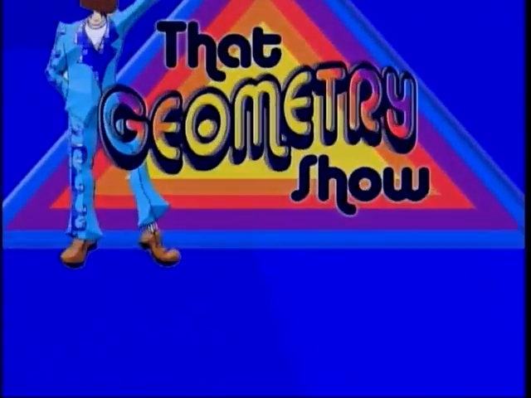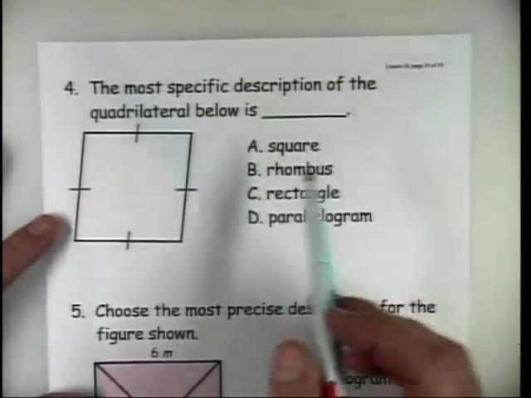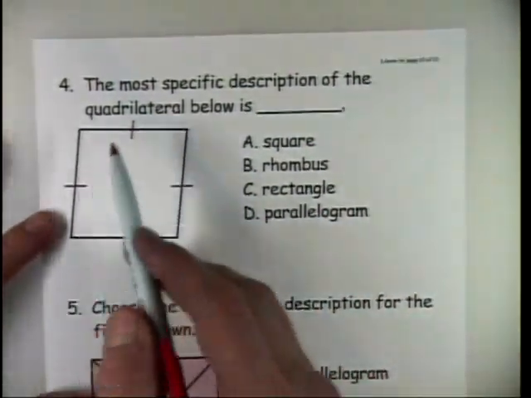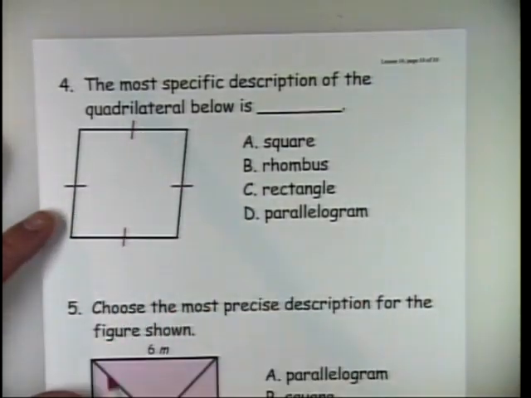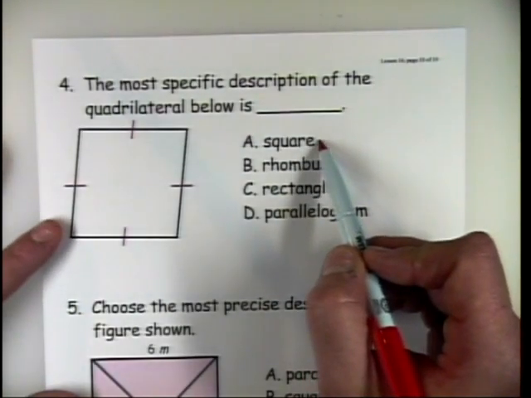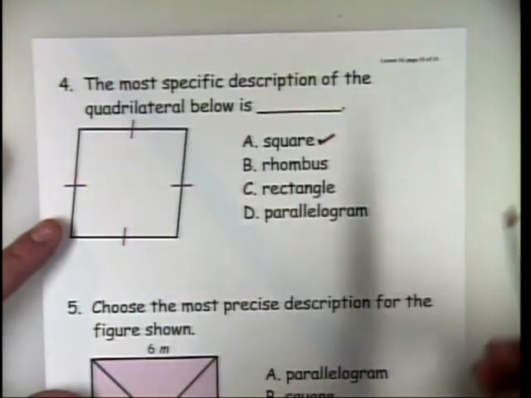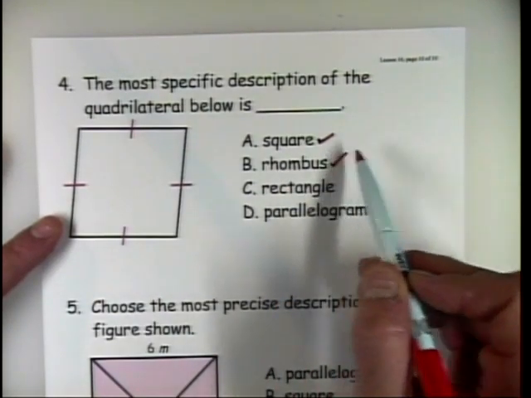Number 4. The most specific description of this quadrilateral below is a what? Okay, it's a quadrilateral. It looks like these marks indicate that we have 4 congruent sides. So a quadrilateral with 4 congruent sides. Was that a square? Well, that could have been. I'll put a little check and come back to it. A rhombus, 4 congruent sides? Yes, that was also true.